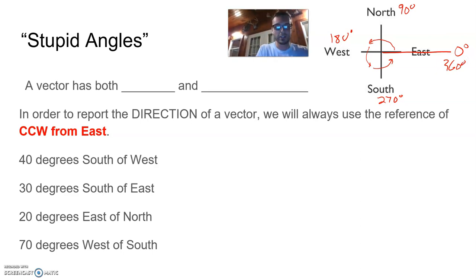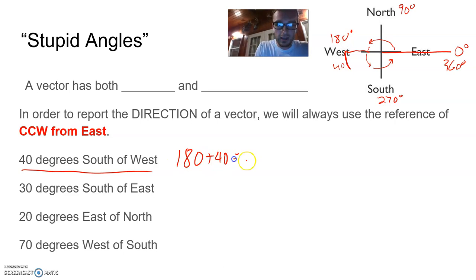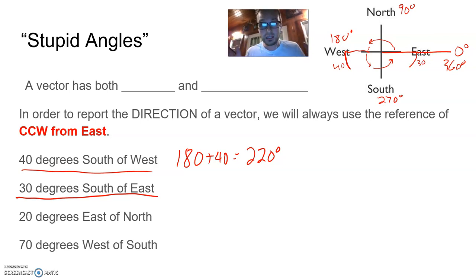So let's do a couple quick examples here. What if a problem with a stupid angle said 40 degrees south of west? Here's how you interpret that. You start from west and you go south of there, by 40 degrees. So if I went 40 degrees south of west, that would be 180 plus 40, and that answer would get us 220 degrees. 30 degrees south of east. Well, here's east. Remember, east is defined as 0 or 360. If I go 30 degrees backwards from 360, I'm going to be at 330 degrees.